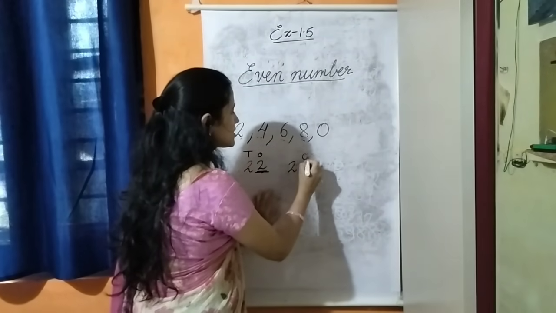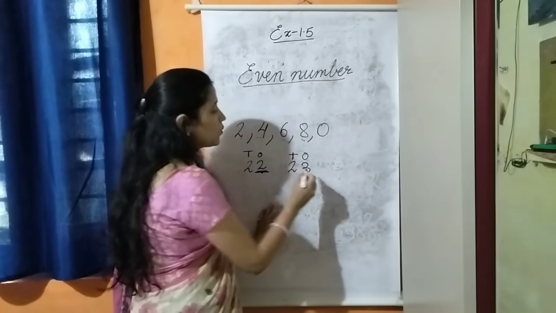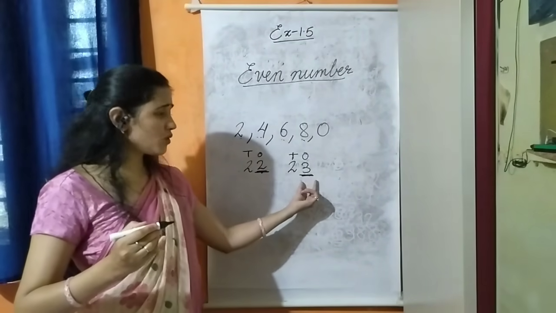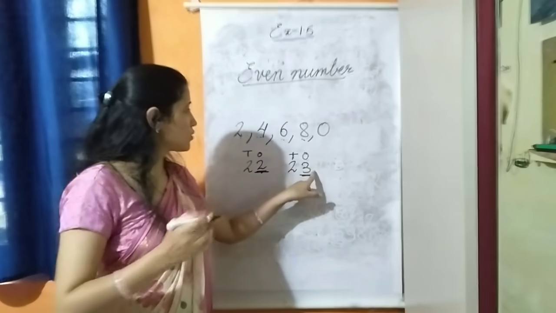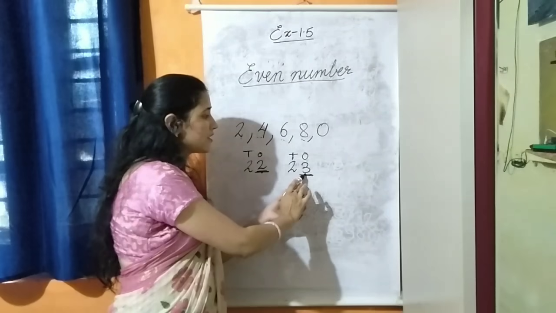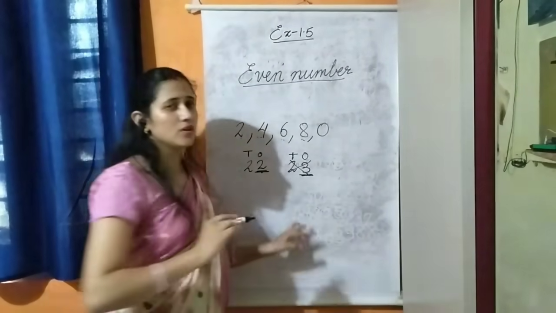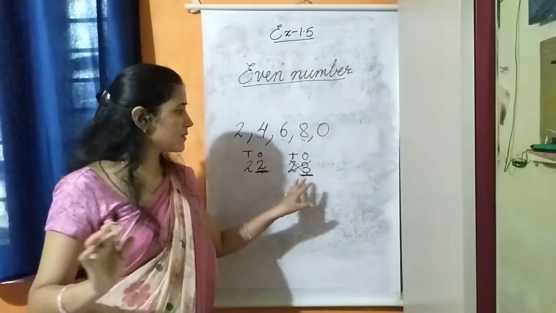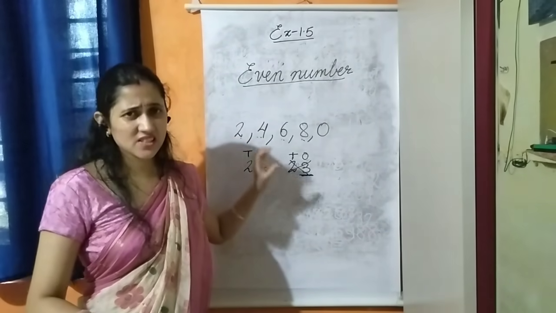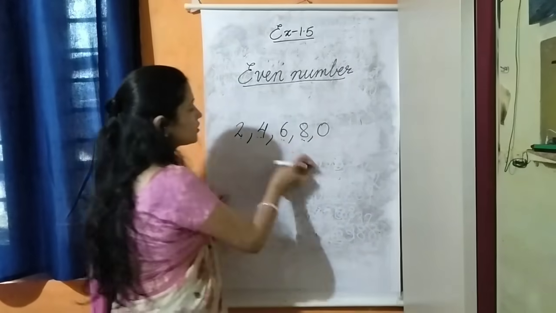23, this is the ones place and this is the tens place. So we have to see the ones place. Always see the ones place. So see there, is 2, 4, 6, 8 or 0 given here? No. Which number do we have at the ones place here? 3. So it is not even. This number is not an even number. This is actually the easiest trick to find out an even or odd number.